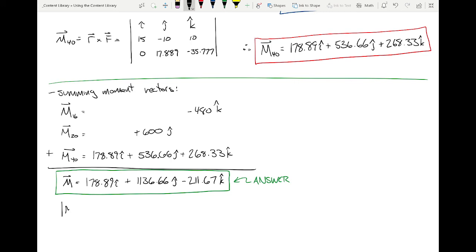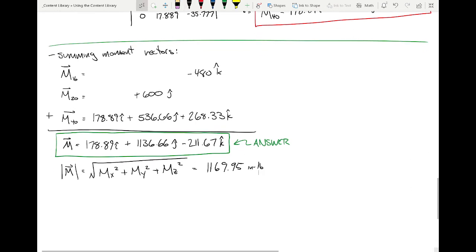And then I'll just do this real quick. If I wanted to determine the magnitude of that moment, just how much moment it is, just do the Pythagorean theorem, and you get 1169.95. And then if you want to determine direction, take the moment vector, divide it by its own magnitude, and when you do that, you'll get 0.153I plus 0.972J, minus 0.181K.